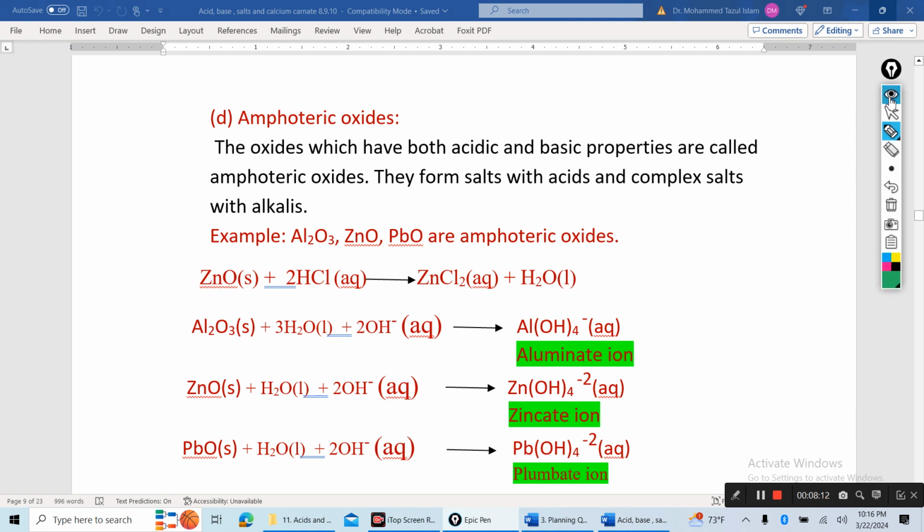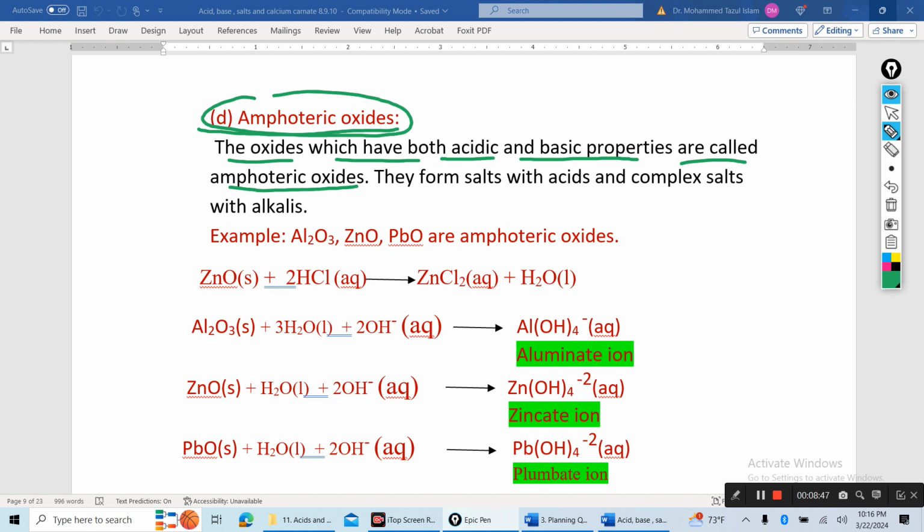Now, amphoteric oxide, this is the number 4 type of oxide. Number 1 is acidic oxide, number 2 basic oxide, number 3 neutral oxide, number 4 amphoteric oxide. The oxides which have both acidic and basic properties are called amphoteric oxides. I mean, amphoteric oxide has acidic properties as well as basic properties.